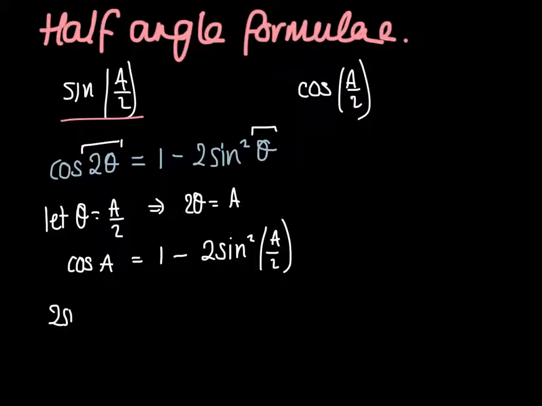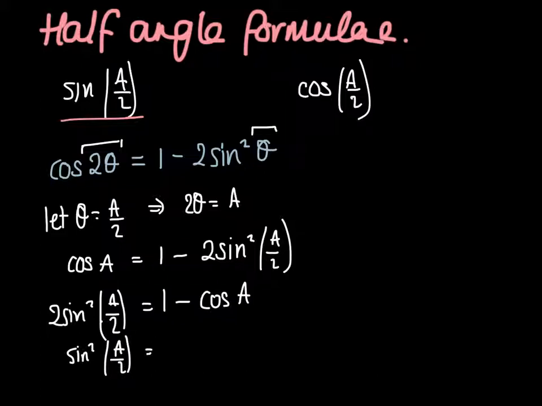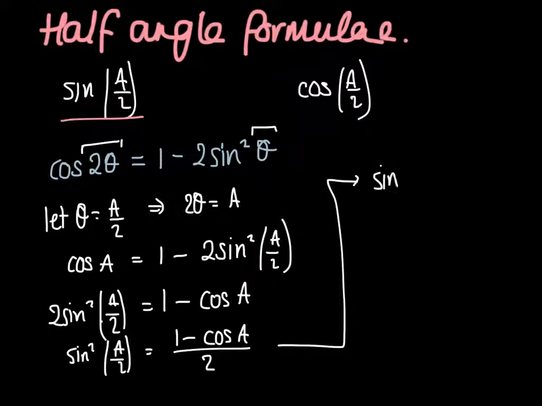So 2 sine squared A over 2, just by moving it over it's become positive, is equal to 1 minus cos A. Again, I've just moved over that cos A. Right, sine squared A over 2 is equal to, what have I done? Oh, I've divided by 2, so let's divide by 2. And then the last thing I need to be doing is square rooting both sides, and I can do that because there's only one expression on both sides. So sine A over 2 is equal to plus or minus the square root of 1 minus cos A over 2.